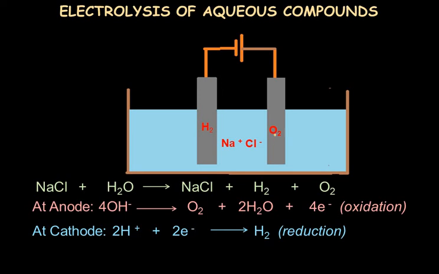So again, in this electrolysis, the observations will be bubbles of oxygen being formed at the anode and bubbles of hydrogen gas being formed at the cathode. These will be the 2 observations which will be seen. And in the electrolyte, as we have seen, concentrated NaCl will be formed from the dilute NaCl solution.